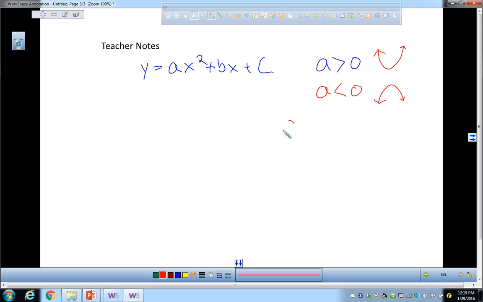If the absolute value of a is less than 1, meaning the number is like 1/2 or 0.5, does anyone know what that does to the parabola? It makes it get wider. Okay, so it makes it fatter. You call that a horizontal compression, but I just call it wider, or you can say it gets fat. Like that.